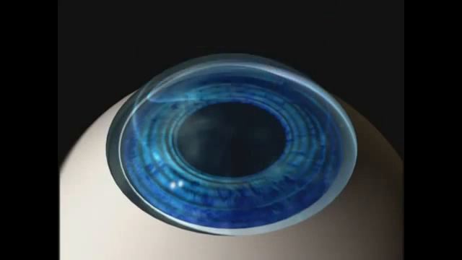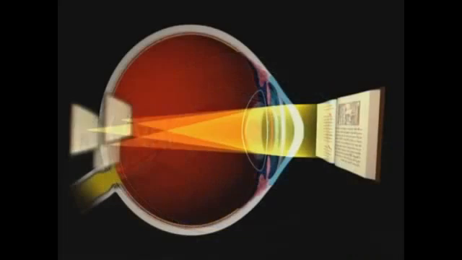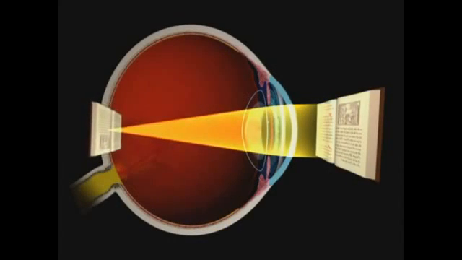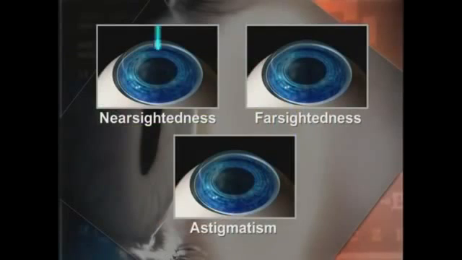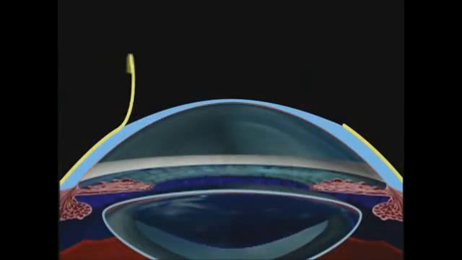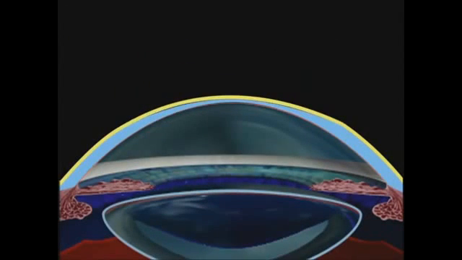If treating regular astigmatism, tissue is removed from the steeper areas of the cornea, creating only one point of focus on the retina. If you have astigmatism along with nearsightedness or farsightedness, the laser will treat both problems at the same time. After treatment, the epithelial flap is folded back over the treated area.